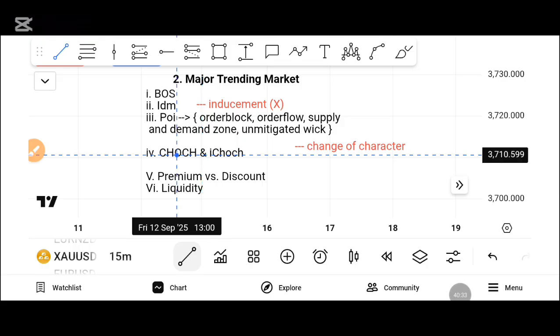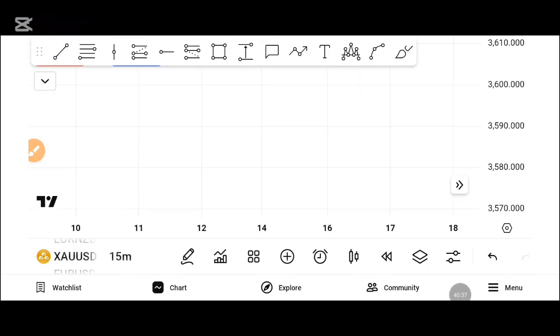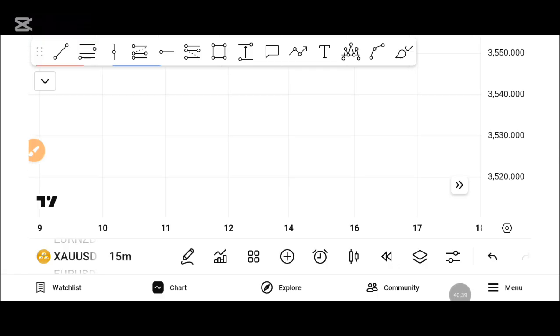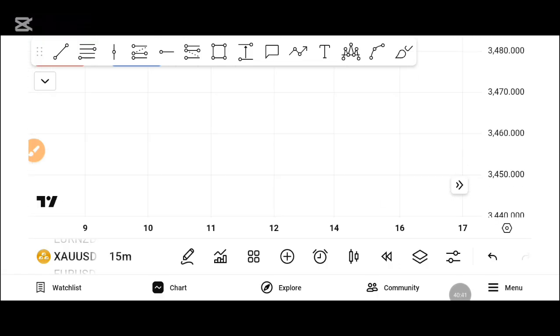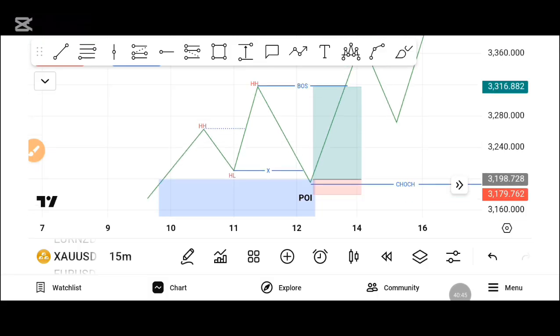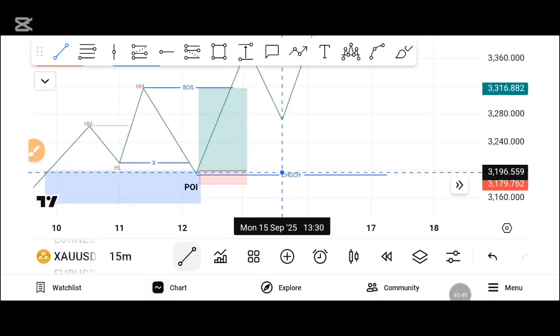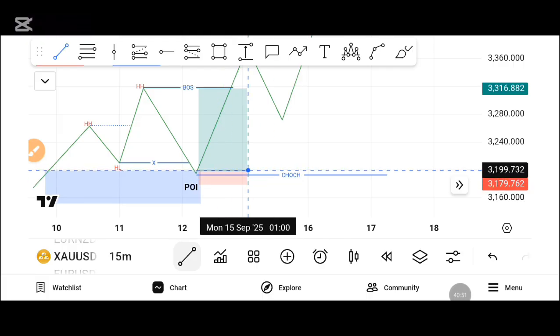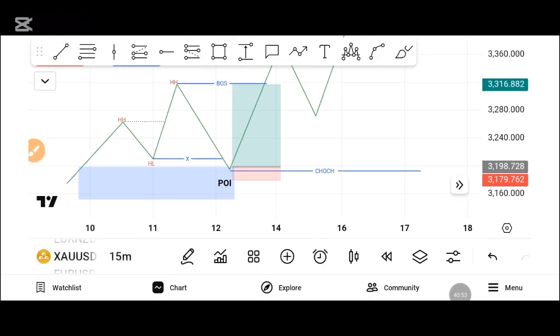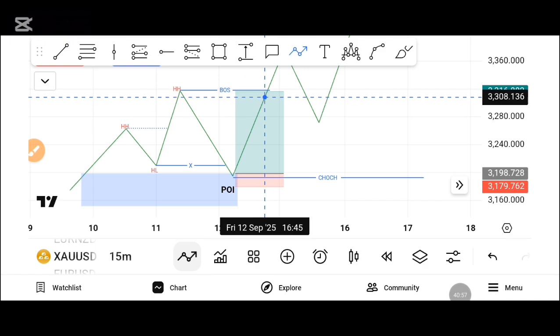Now let me explain what CHoCH means. Okay, so this is what CHoCH means. You can see that I mark out my CHoCH here. I said this is change of character. What this means is that you can take a trade, so price can literally retrace.